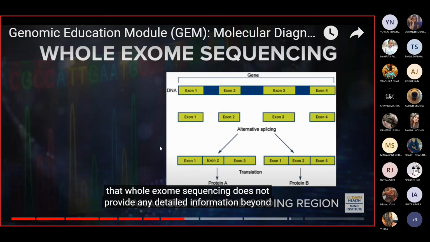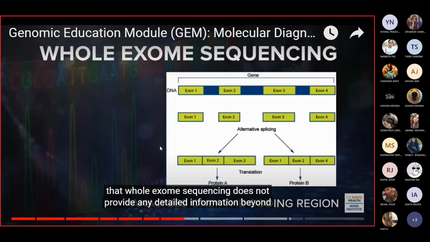If you remember your genomics class, it's literally 98% of your genomic sequence that has all these introns, regulatory sequences, promoters, upstream regions, downstream regions, and all that. Your coding region is only about 2%. So it is comparatively much cheaper to do whole exome sequencing.